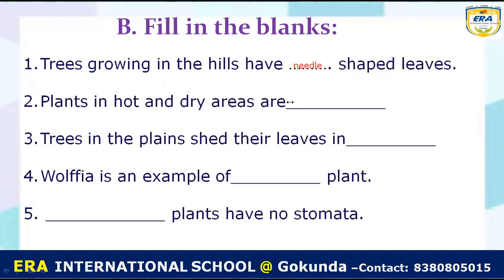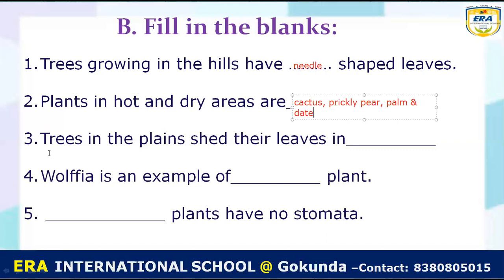The second point: the plants in hot and dry areas are dash. So we have to write examples of plants that grow in hot and dry areas. The answer is first cactus, second prickly pear, palm, and date. So these are the plants that grow in hot and dry desert areas.